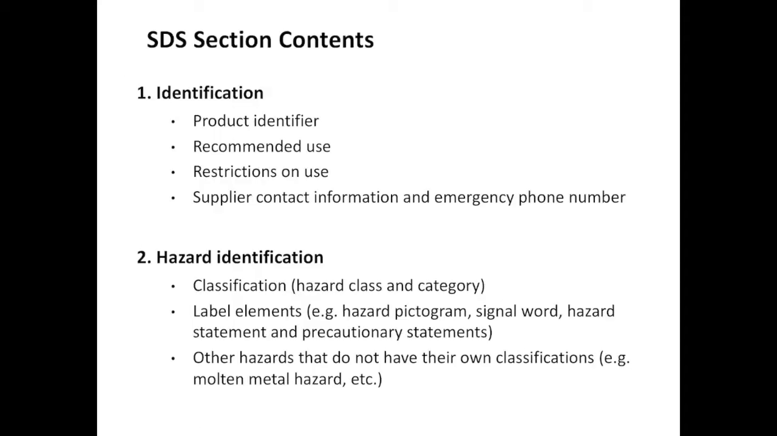So section number 1 is identification, and it contains things that you might expect: the name of the chemical product and supplier contact information. It also contains recommended uses and restrictions on use sometimes. Section 2 is hazard identification, and this is effectively all of the information that is found on a supplier label plus a bit more. So this is one of the most useful sections to turn to when you're looking at a new product.